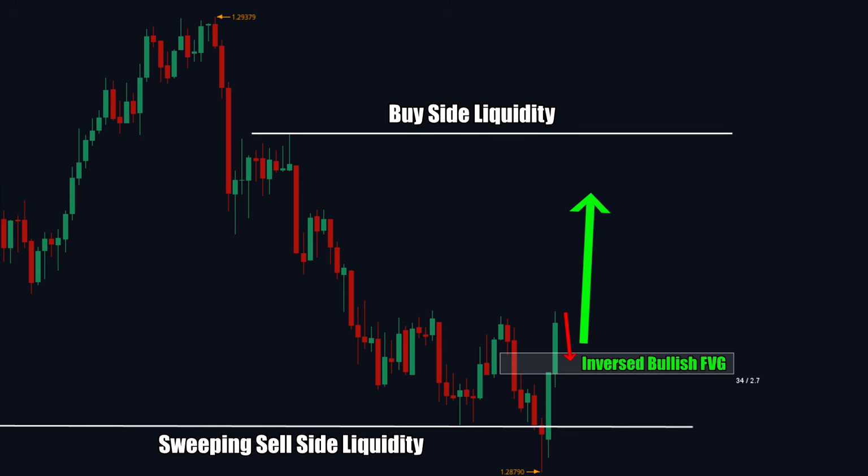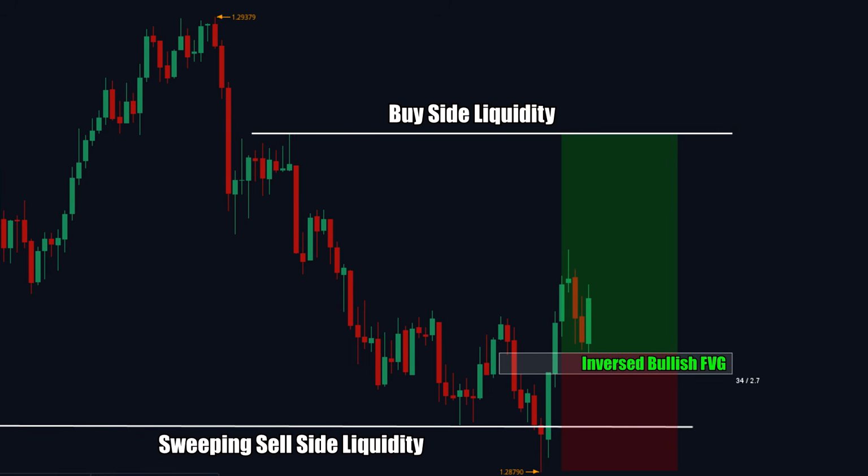upper buy-side liquidity. For my trade setup, I'll place my sell limit order at the highest point of this inversed fair value gap. My stop loss will be placed just below the swing low, and for the take profit, I'll target the next liquidity zone above. As you can see, my order has been triggered and we're officially in the market. In the end, the trade played out successfully, reaching the take-profit level.